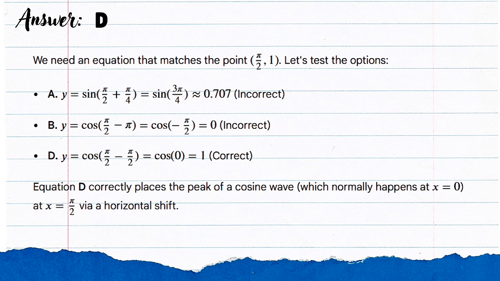Letter C is skipped, so let's proceed to letter D, which is y equals cosine times the quantity of pi over 2 minus pi over 2 equals cosine 0, which is equivalent to 1, and also correct. Therefore, equation D correctly places the peak of a cosine wave, which normally happens at x equals 0, at x equals pi over 2 via a horizontal shift.